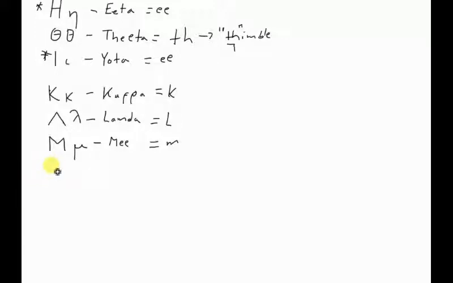The next letter is another consonant, ni. The capital is identical to the capital N in English. The lowercase is an English V. It is ni, and it is pronounced as an N.